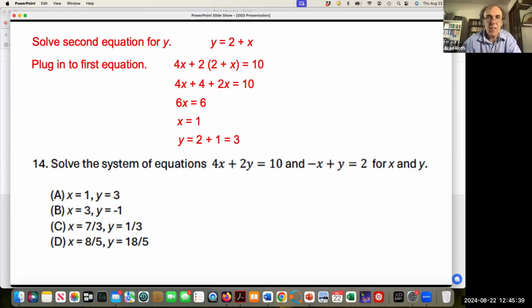Let's go ahead and check it. So I'll say, okay, x is 1, y is 3. 4 times 1 plus 2 times 3. That's 4 plus 6 is 10. Minus 1 plus 3, 3 minus 1 is 2. It works. It's worth checking these answers because you can check it in about 1/10 of the time it takes to actually solve it. So it's always a good idea.